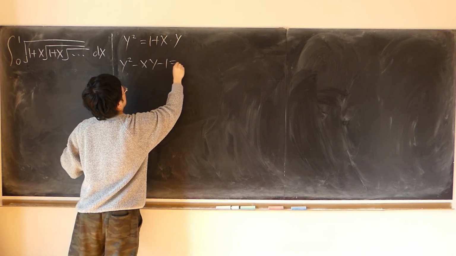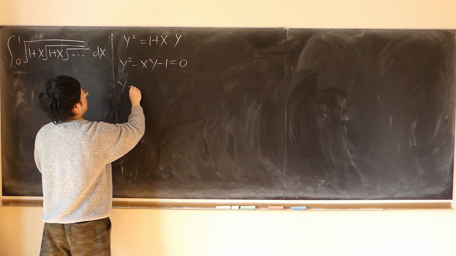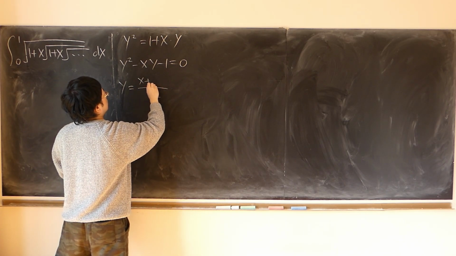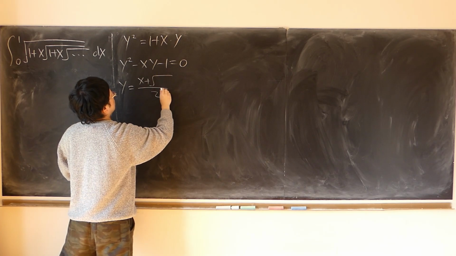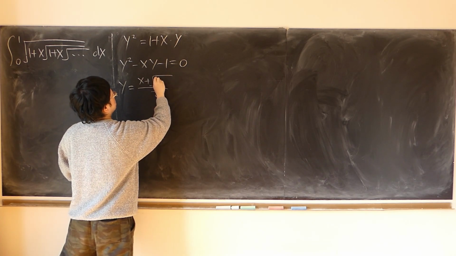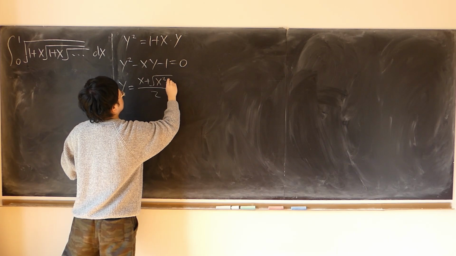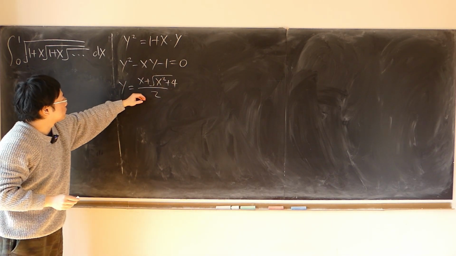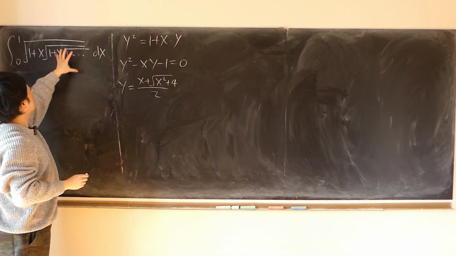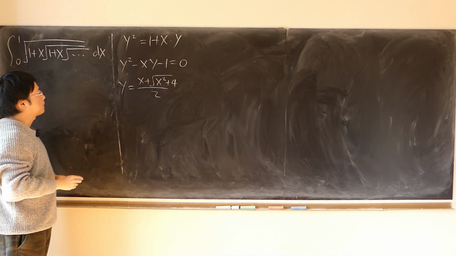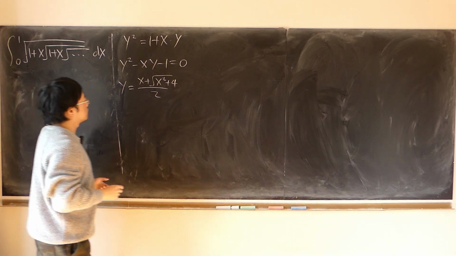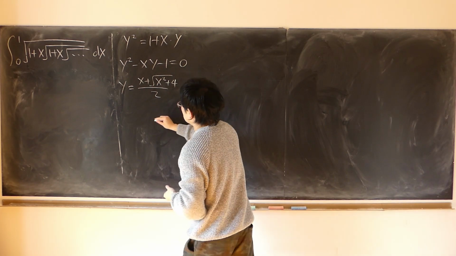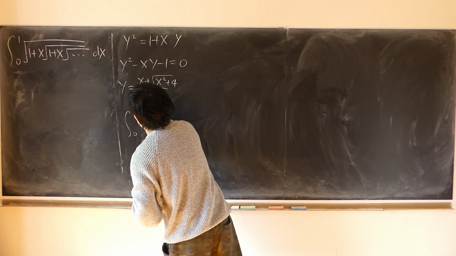Y equals x minus 1, plus minus square root of b squared minus 4ac. It cannot be minus, right? Y has to be positive. So this is fine. It looks like it's really a function that we're familiar with. So this is easy to solve. Just solve this integral.